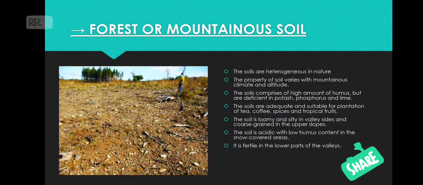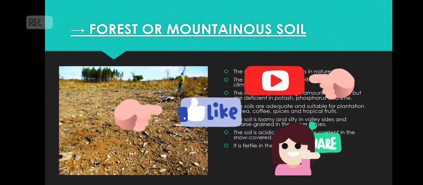The soil is loamy and silty in valley sides and coarse grained in the upper slopes. It is loamy, meaning it seems to be mixed better. The soil is acidic with low humus content in the snow covered areas. The soil is acidic, not neutral, not alkaline. It is fertile only in the lower parts of the valleys.